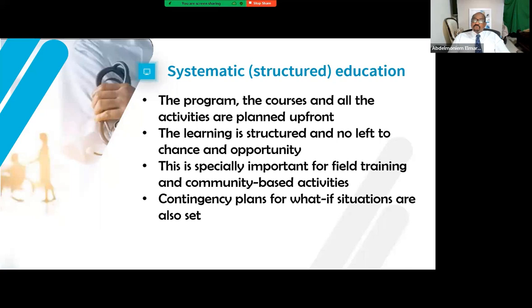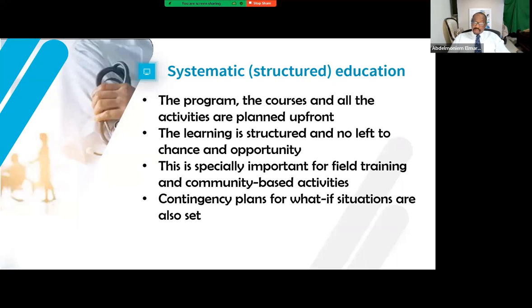We need to take into consideration that we need to be pragmatic and practical. They will not see what we want them to see in the time we want them to see it, so we will be flexible, but we will have a checklist of what needs to be covered when they go to clinical practice in particular. So you need to structure this education. And this is especially important for field training and community-based activities.